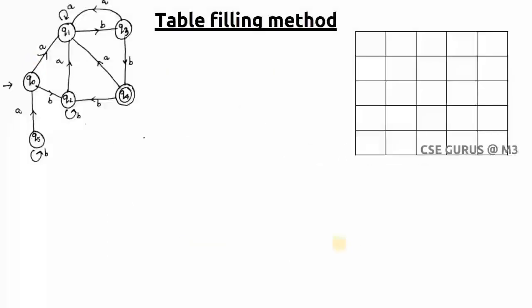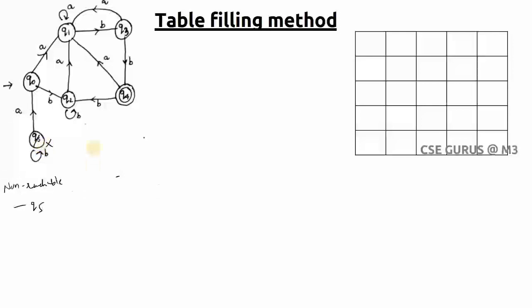In the previous lecture we have seen the minimization of DFA by using the equivalence method. Now we will go for the table filling method. So how to solve by using table filling method? Step 1 is you need to first find non-reachable states and remove them. So what are the non-reachable states here? Only Q5. I have to remove Q5 here.